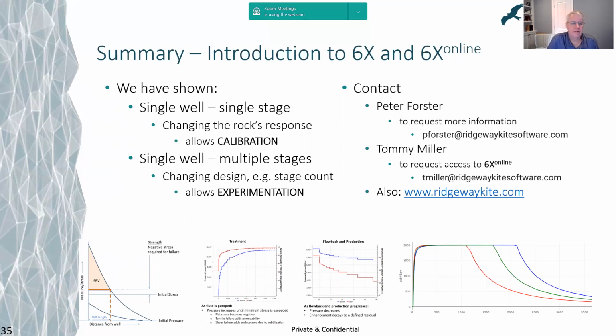To summarize what we've seen today, we've used a single well, single stage model to show how we can calibrate the results of our simulation to match reality by changing the underlying geological and geomechanical properties of that rock. In other words, to change how the fracture propagates and closes. We've also shown a single well, multiple stage example that showed how we can experiment with different management decisions to change the design and assess the impact of the different designs.